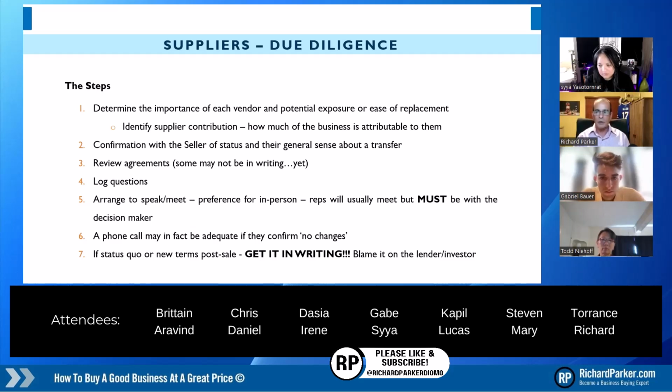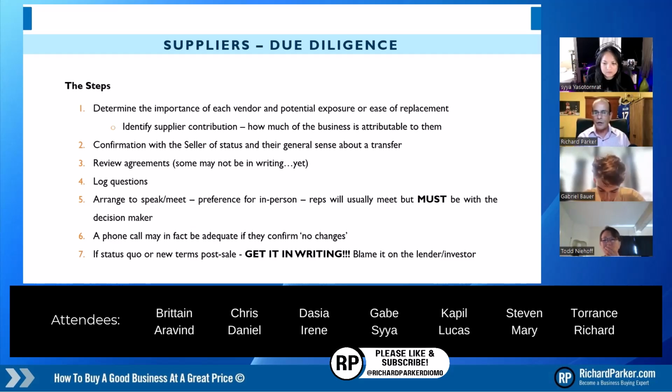Because if you speak to the territory rep, they'll tell you that's no problem, but they're not the ones who sign the agreements. So understand who you're dealing with. You want to make sure you're speaking with the decision maker. A phone call may in fact be adequate if they're just confirming there are no changes. And here's the thing: whether the agreements are going to stay in place as is, they're going to transfer, or there may be some new terms, get everything in writing.